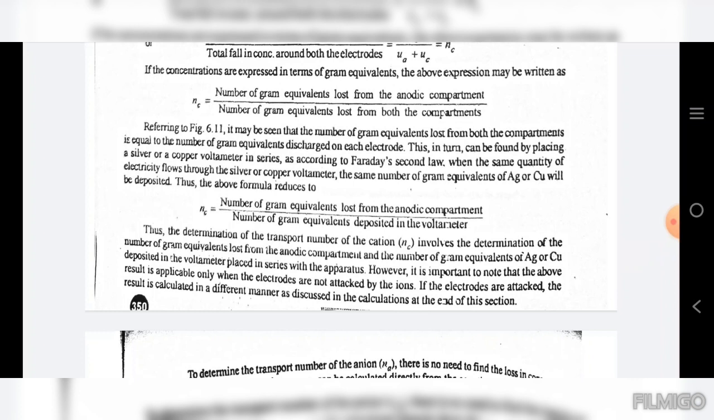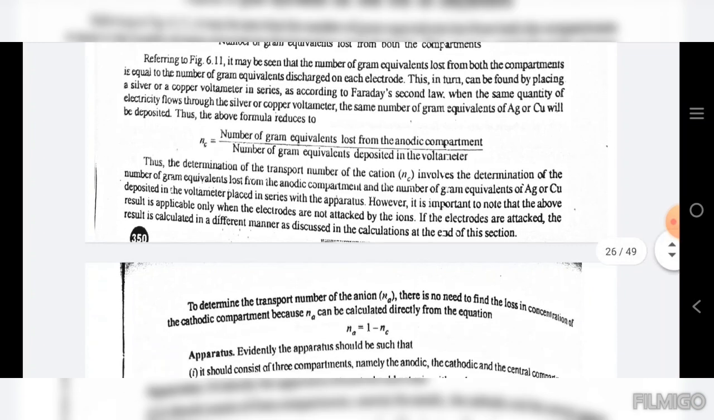Referring to figure 6.11, it may be seen that the number of gram equivalents lost from both the compartments is equal to the number of gram equivalents discharged on each electrode. This in turn can be found by placing a silver or a copper voltameter in series, according to Faraday's second law. When the same quantity of electricity flows through the silver or copper voltameter, the same number of gram equivalents of Ag or Cu will be deposited. Thus, the above formula reduces to.